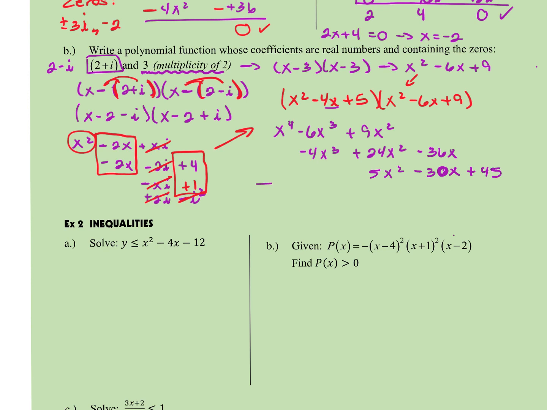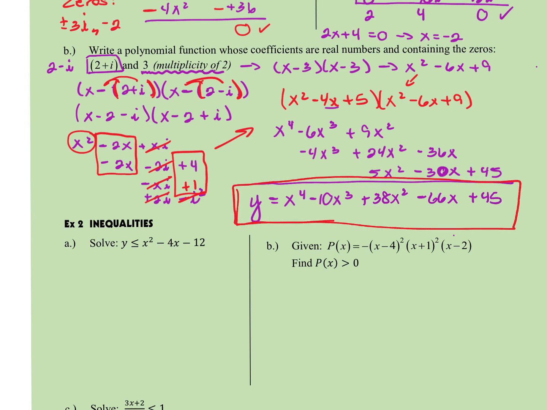Now, if I give myself kind of a line here, I can just add everything straight down. This needs to be an equation, so we're going to make sure to write y equals now, and I'm going to have x to the 4th minus 10x cubed. Add all of these together. I'm going to end up with plus 38x squared minus 66x plus 45. And that is going to be our final answer. Notice that even though we started off with imaginary numbers, we should not have any i's in our answer when we are all done.